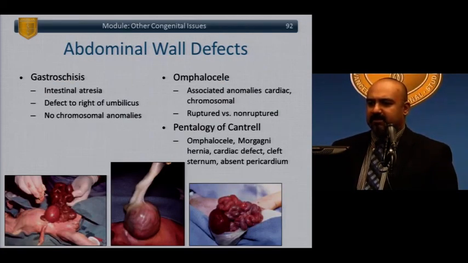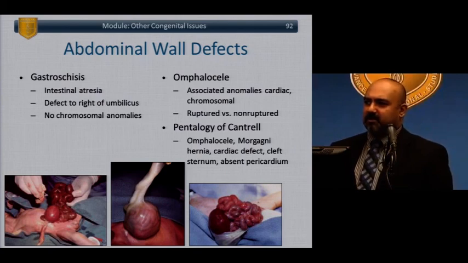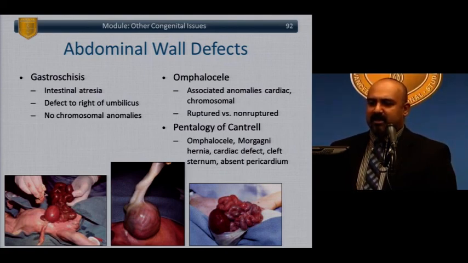Abdominal wall defects, gastroschisis is one of them. Like I said, the intestinal atresia is about 15 to 20%. The umbilicus is there on these patients. The defect is to the right of the umbilicus. There is no covering over the intestine, so the intestine is exposed to amniotic fluid. So that's where you get very dilated, almost like a burn to the intestine. It's very dilated, edematous bowel.